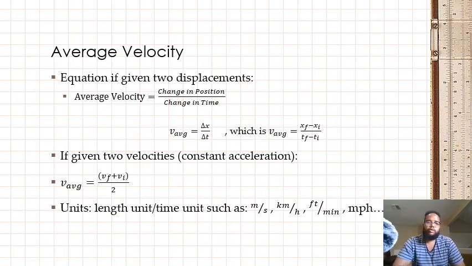If you're given two velocities and you have constant acceleration, your average velocity is going to be those two velocities added together divided by 2. Same thing as average anything. Whenever you take the average of something, you add up your numbers and you divide by the number of numbers. So average velocity, you add up the two velocities and then divide by 2.